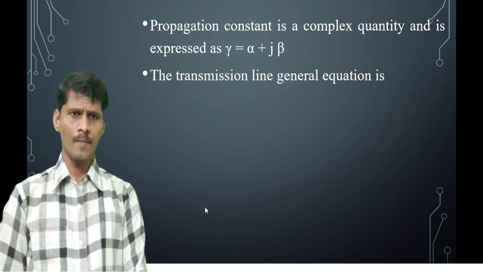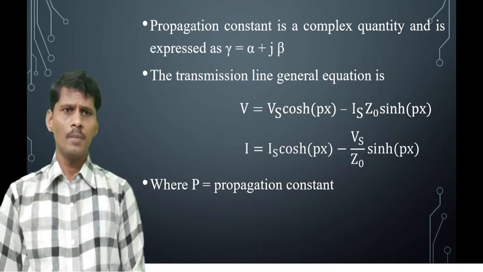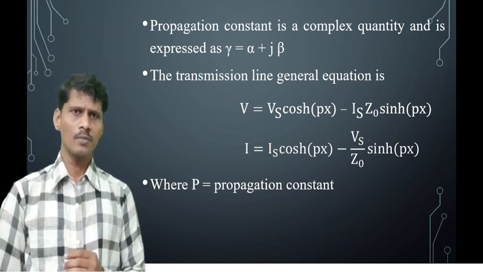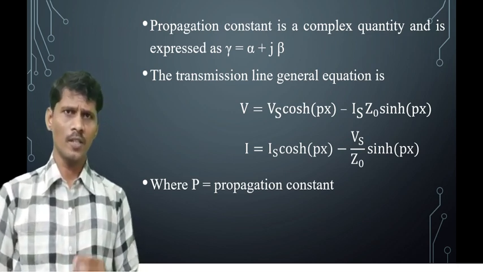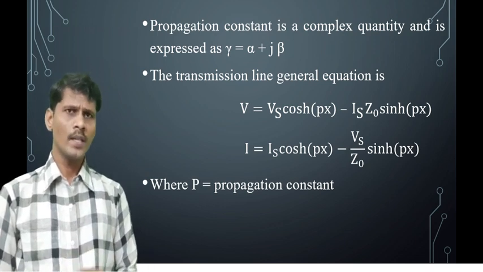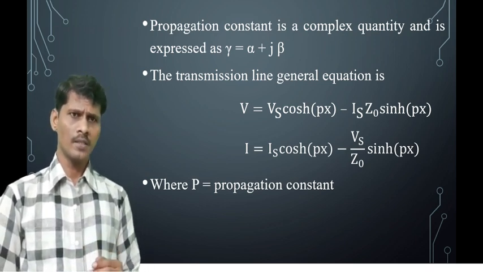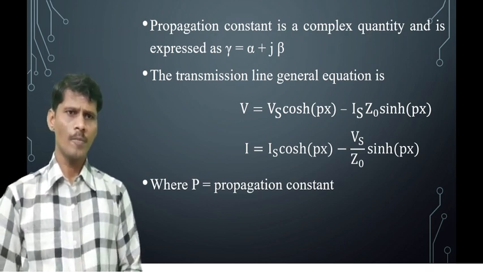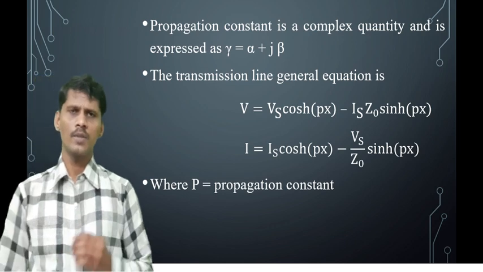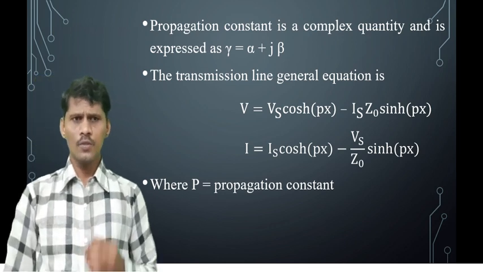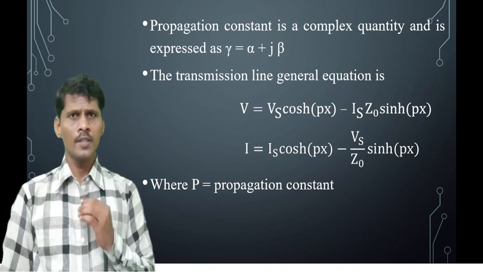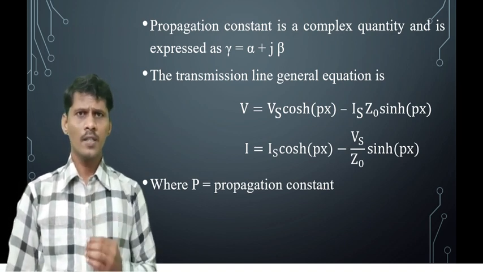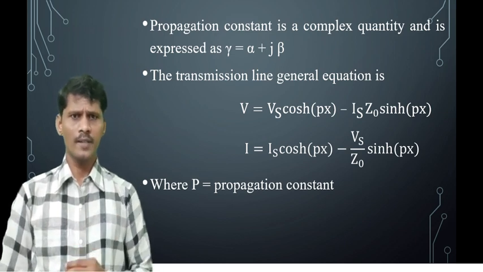We know that the basic transmission line voltage and current expressions are given by V is equal to Vs cosh Px minus Is Z naught sinh Px, and current expression I is equal to Is cosh Px minus Vs by Z naught sinh Px. These equations were already derived in the introduction classes of the transmission line. So these two are the voltage and current expressions of the basic transmission line.